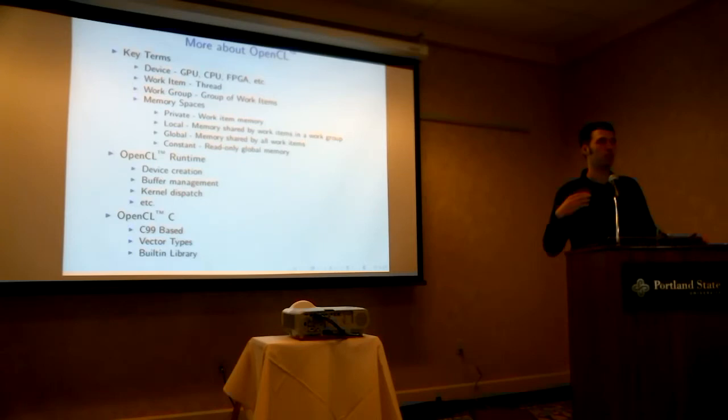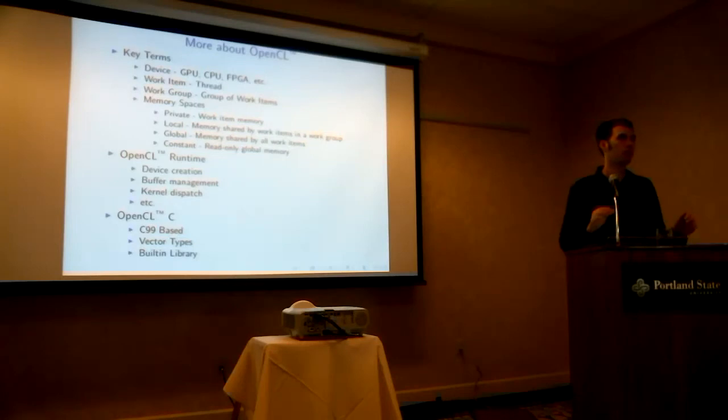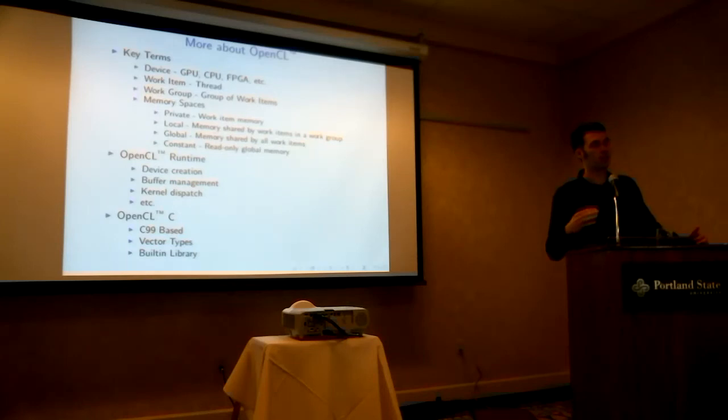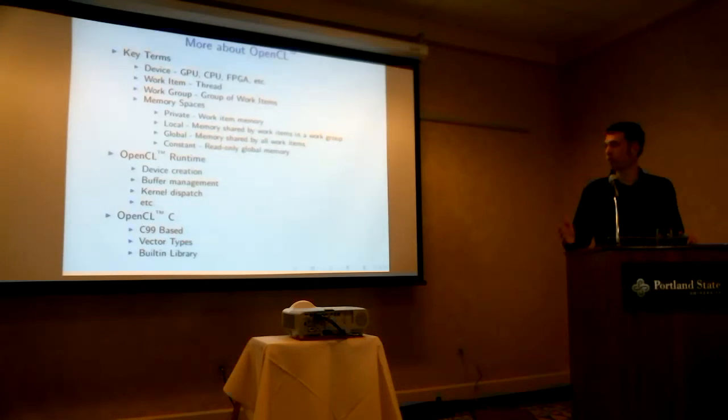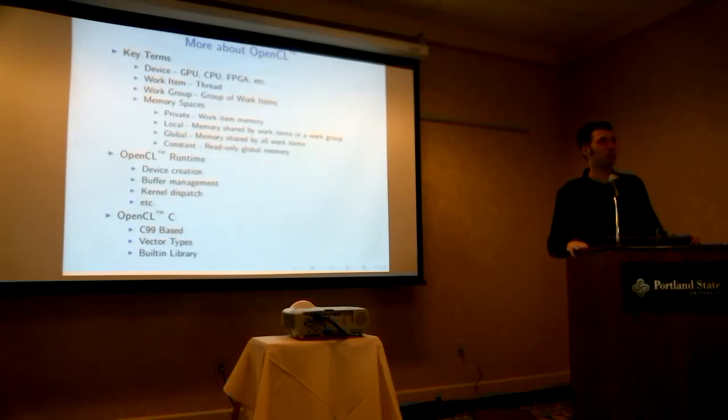And then when it comes to writing programs that you actually run on the device, you use a special language called OpenCL C. It's based on C99, and it has some extensions, like for vector types. OpenCL supports all the normal types, but also vector versions of those types: vec2, vec3, vec4, vec8, and up to vec16. And then OpenCL C also defines a built-in library that gives you access to a whole bunch of routines that implementers can provide optimized versions of for their specific hardware.